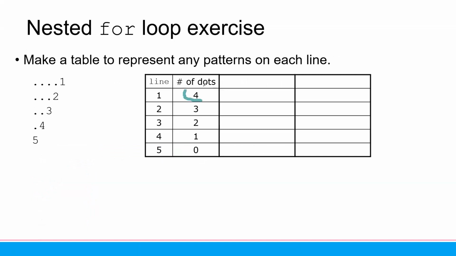In the line number 1, we have 4 dots. In the line number 2, we have 3. In the line number 3, we have 2. We have 1 in the line 4, and we have 0 in the line 5. Then how can we make the formula?